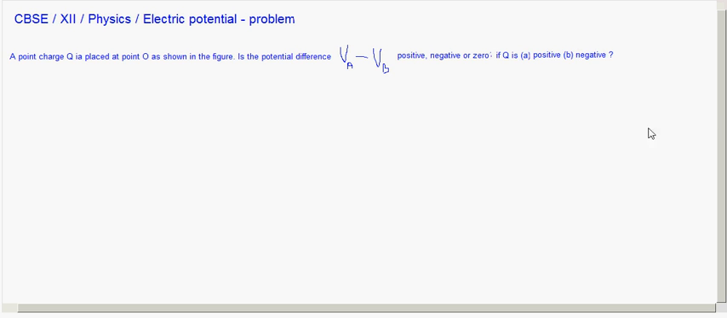So the figure is given, with O, A and B. A point charge Q is placed at O. Is the potential difference VA minus VB positive, negative or 0? The first case is Q positive, and the second is Q negative.